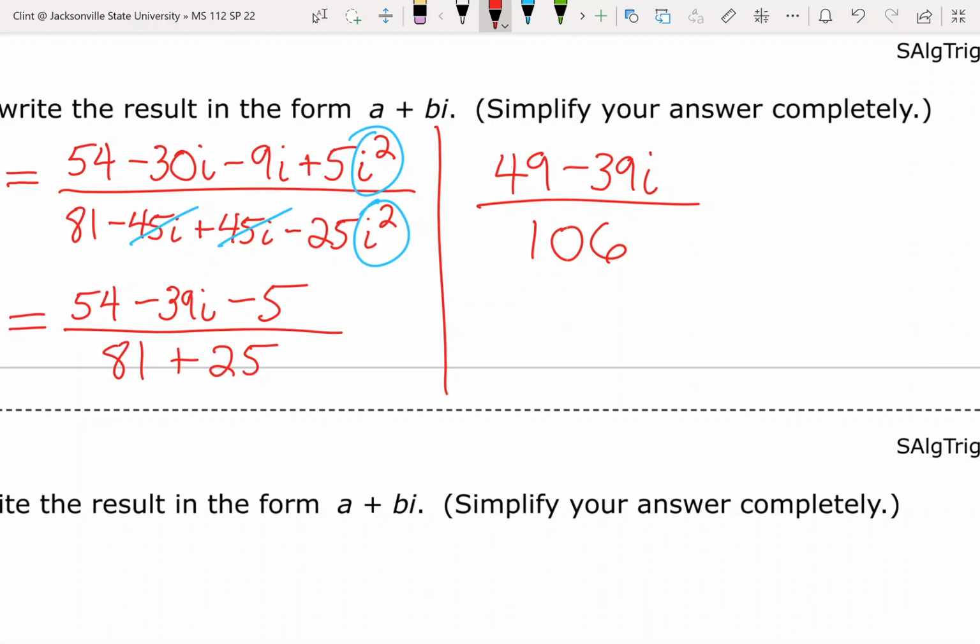And then this one wants us to put it in a plus bi form, so we just split it into two fractions. So we'll have 49 over 106 minus 39 over 106. And I don't think either one of those will simplify. No, 39 will not. 49, 7. No. They won't simplify anymore, so we're good there.